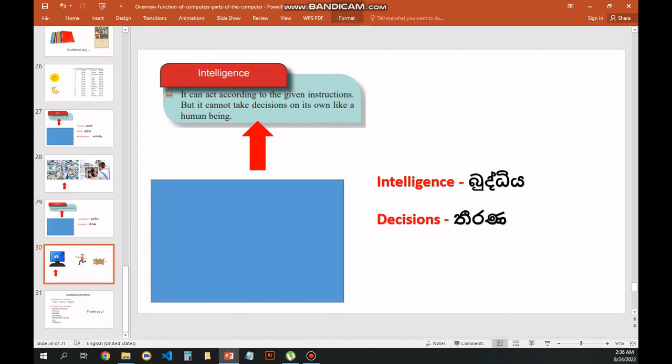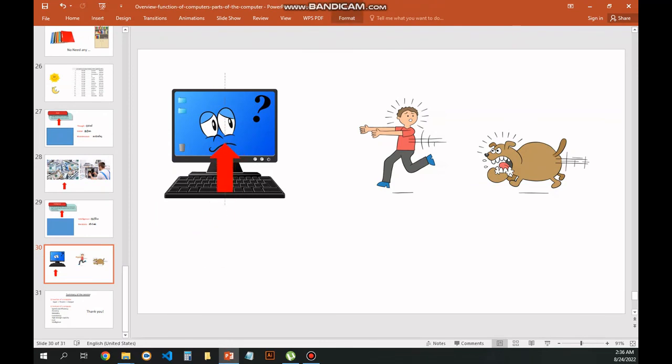So for example, a computer cannot take decisions, but when it comes to humans, imagine you have been chased by a dog, then you know what to do. Maybe you will try to find a higher place so you can go there and stay, or maybe you will try to climb a tree. Or maybe you will take a stone and try to throw it at the dog, or maybe the water. See, you are intelligent, you know what to do.